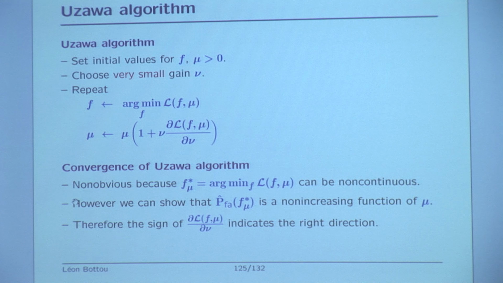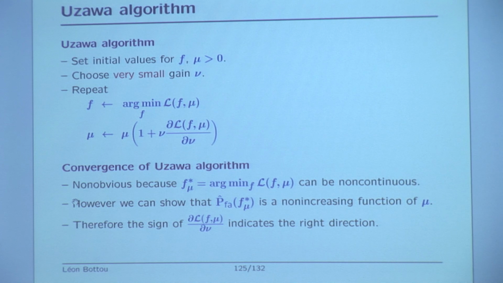So that means that basically, you get a kind of simple feedback. You optimize for a particular mu. You look whether you're in the constraint or not. If your probability of false alarm is above the constraint, you're going to increase mu by a little multiplicative factor so that next time you do the optimization, you get something that's more constrained in that respect.